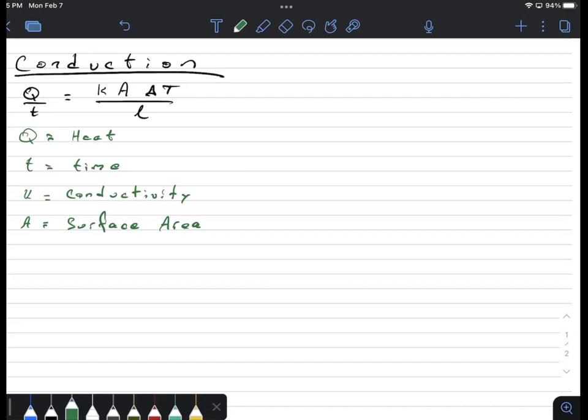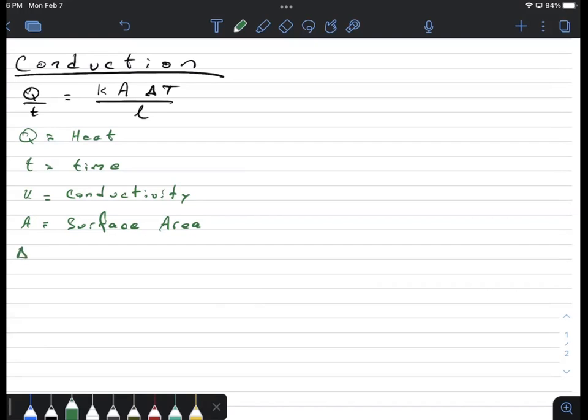Was there a question? Yes, in the formula, is that an L under the k A delta T? Yeah, that's a script L. I do a script L just because a regular L may look like a 1 or something like that. Yeah, that's an L.